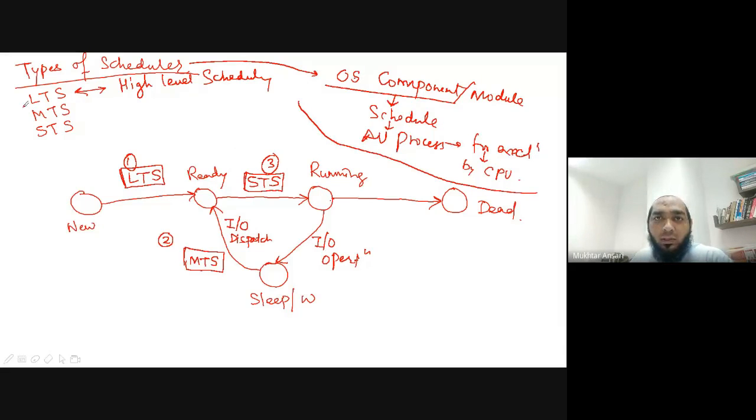These were the types of scheduler, number one, number two, and number three. And this is a diagram from which we will understand the types of scheduler. I hope you people have understood.